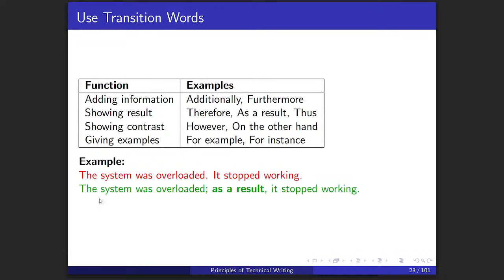If you read out the example that I mentioned here: the system was overloaded, it stopped working. Instead of writing this, I am writing it in a better way. The system was overloaded. As a result, it stopped working. So it gives clarity and precision. The sentence looks very easy and very confident. For a user who is reading the paper, he may think, oh, how good the sentence is. That is how you need to write the technical paper.